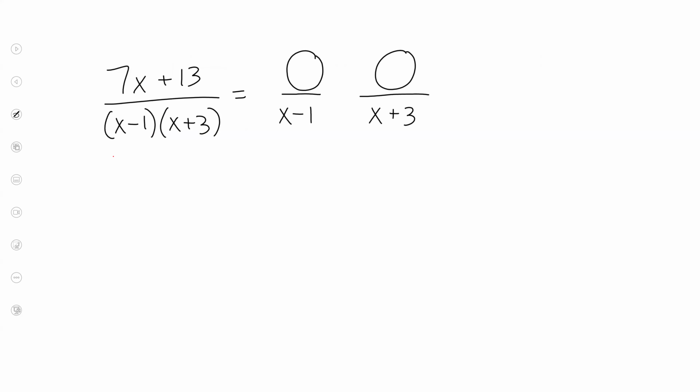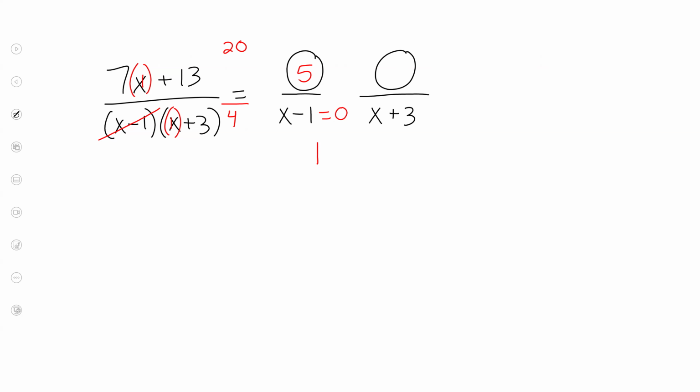The process is set the denominator equal to 0 and solve. What will we get here? A 1. So what we're going to do is ignore this part. We're going to plug in 1s. In the numerator, we get 7 plus 13, which is 20, over 1 plus 3, which is 4. So what's 20 divided by 4? 5. So that's what our numerator is.